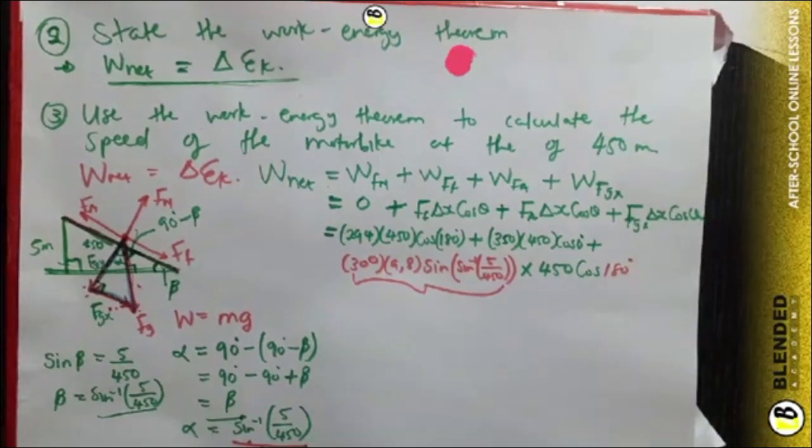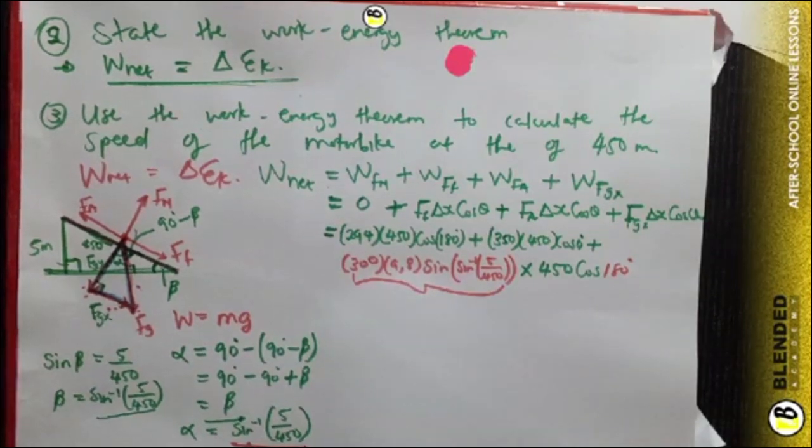180 degrees there. All right. So now you're almost done. You just need to use a calculator to calculate the work: 50 multiplied by cos 180, plus 350 multiplied by 450 cos 0 degrees, plus 300 multiplied by 9.8 multiplied by inverse sine of 5 divided by 450, multiplied by 450 cos 180 degrees.